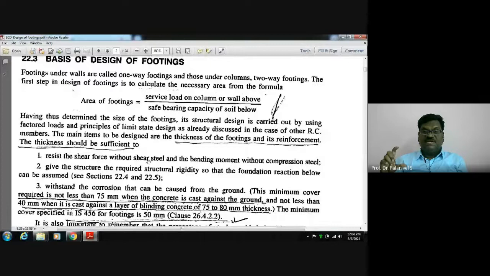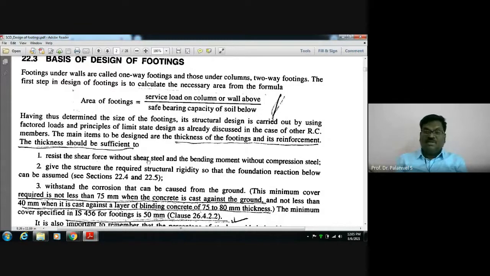It should resist the shear force without shear steel. The thickness of the footing should be in such a way that it has to resist shear. What type of shear it will be subjected to, I will discuss later, in detail. From the shear point of view, it has to resist shear. Otherwise I will provide shear reinforcement, some vertical stirrups. No, shear without shear reinforcement: the area of concrete available alone should resist shear. So the thickness should be such that, without any shear steel, it has to resist shear, and the bending moment without compression steel.